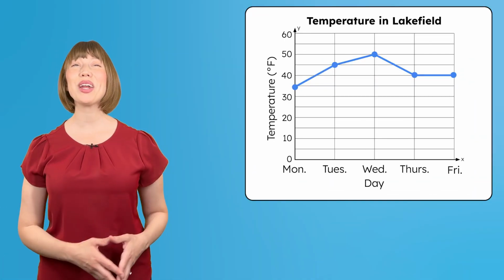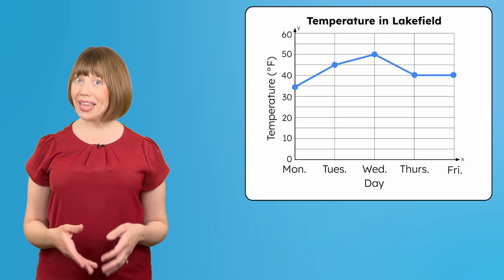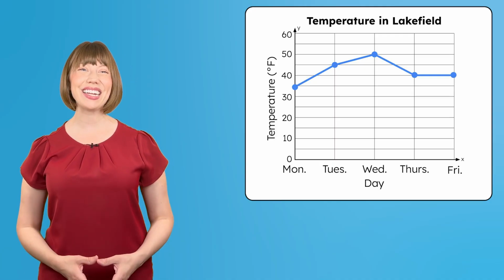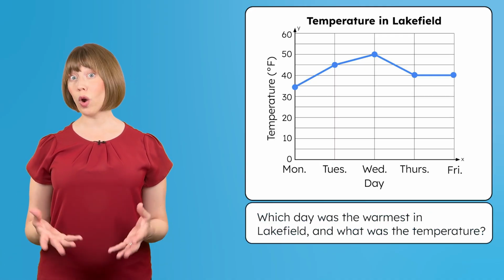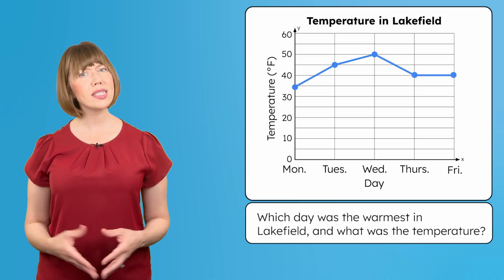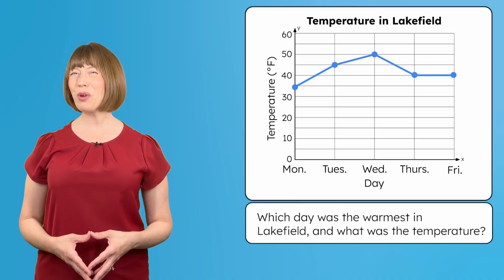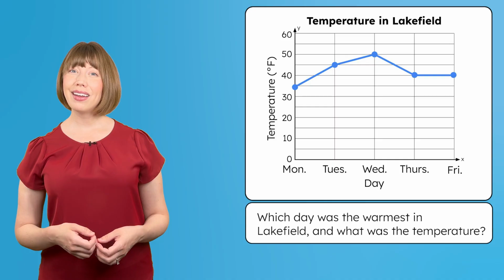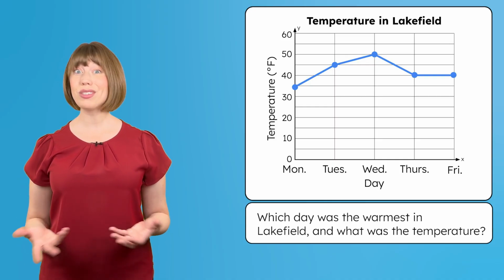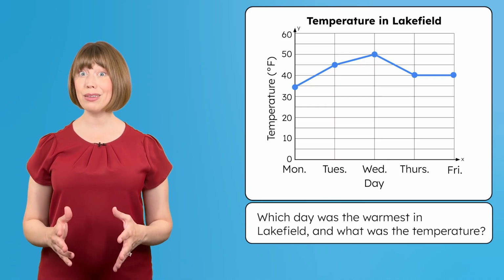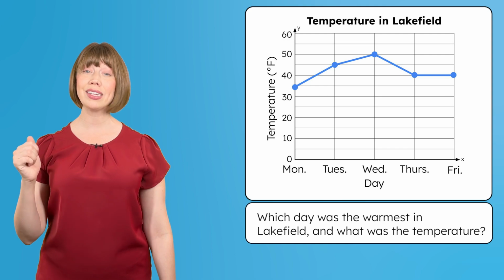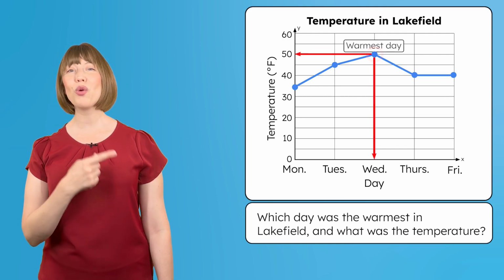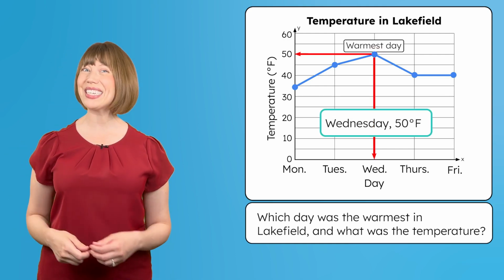Let's continue our training by interpreting, or making meaning of, Lakefield's data. Which day was the warmest in Lakefield and what was the temperature? Where would we see the warmest temperature on the graph? The y-axis shows temperature, so the warmest day will be the highest point. That's this point, showing Wednesday was 50 degrees.